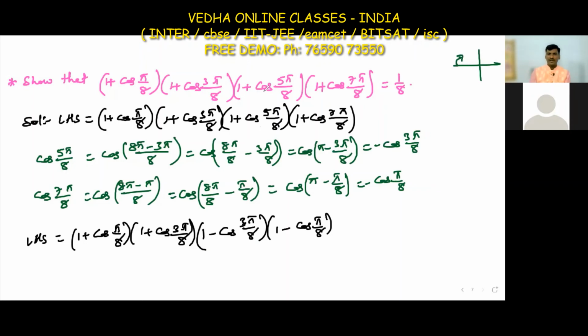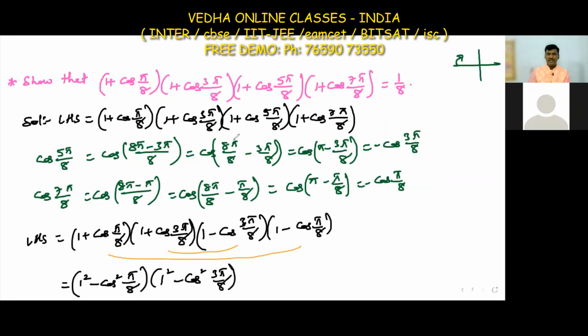So here we have 1 plus cos pi by 8, 1 minus cos pi by 8, 1 plus cos 3 pi by 8, 1 minus cos 3 pi by 8. We can apply the formula (a plus b) into (a minus b) is equal to a square minus b square. That is nothing but 1 square minus cos square pi by 8 and 1 square minus cos square of 3 pi by 8. Which formula did we apply here? Here we applied just the algebraic formula (a plus b) into (a minus b) is equal to a square minus b square.